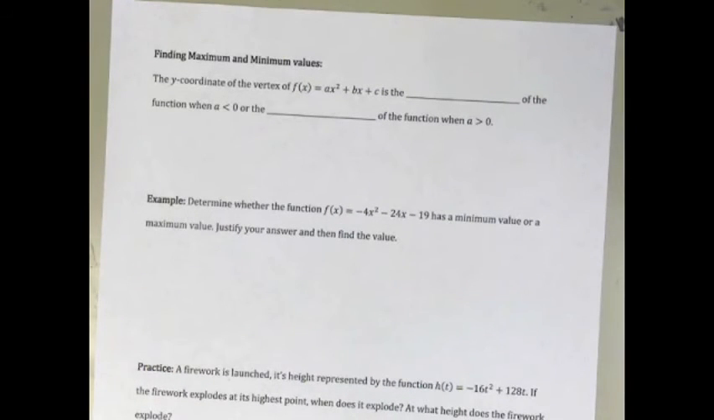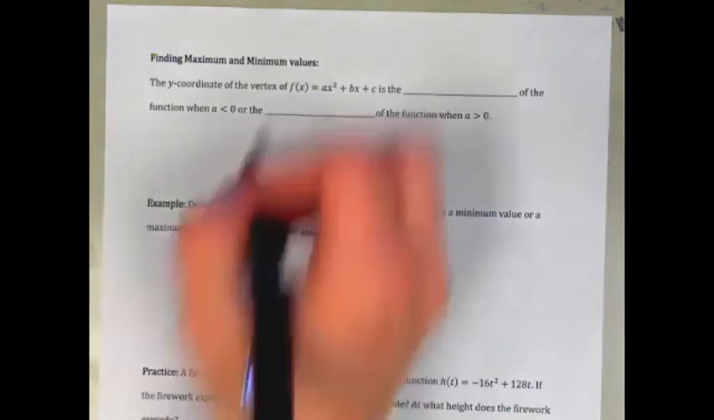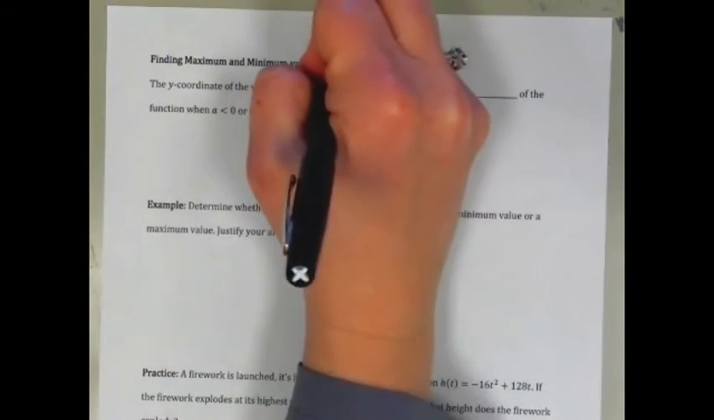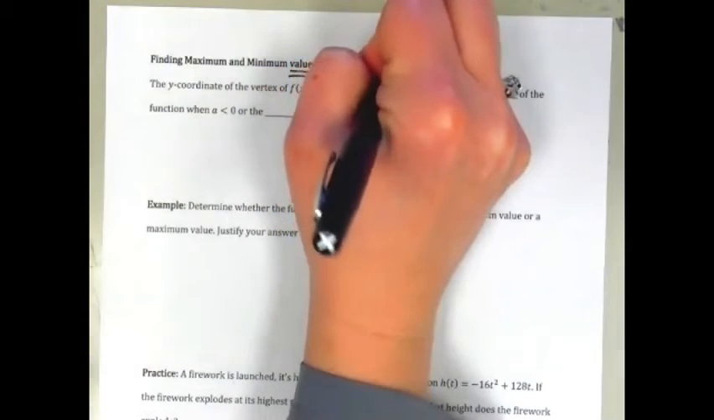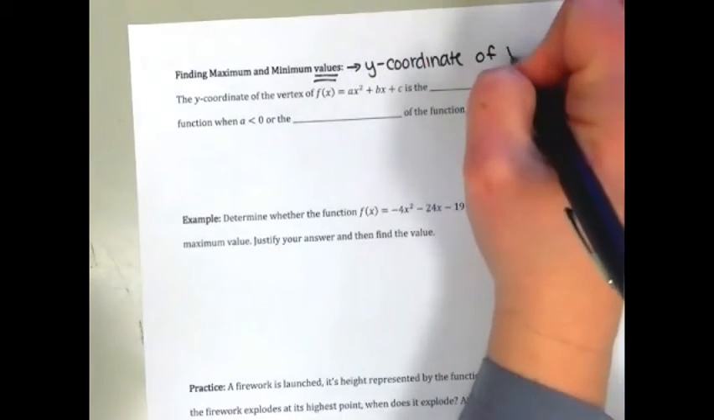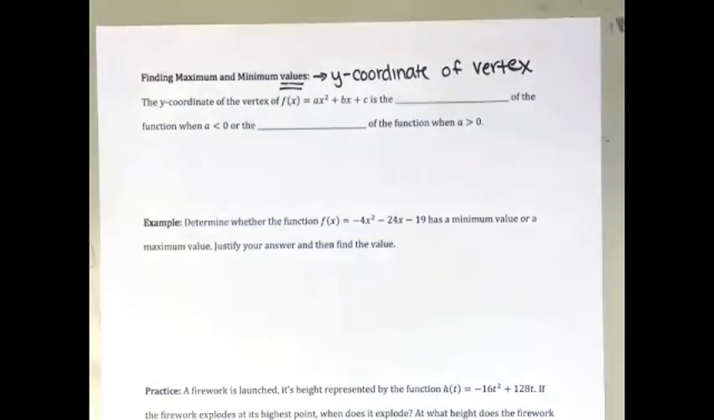Finding max and min values. Okay. Now, guys, you already know how to do this. We know what a max and min is, right? We know we have a maximum point. We know we have a minimum point, right? The actual values, so if it says find the actual minimum and maximum value, that is just the y coordinate of your vertex. Do you guys know how to find the y coordinate of a vertex? Yeah, that's your max and min value.